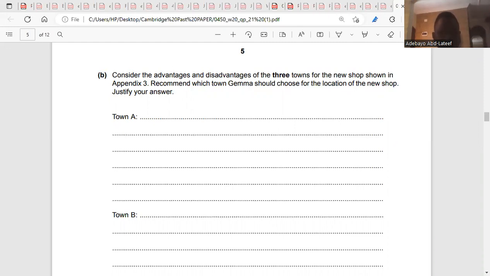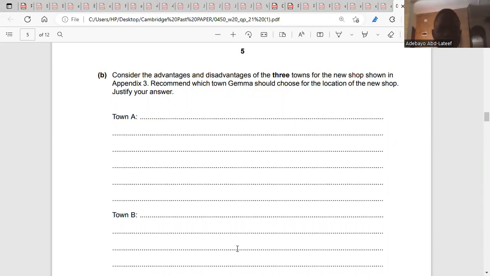The question says, consider the advantages and disadvantages of the 3 towns for the new shop shown in Appendix 3. Recommend which town Gamma should choose for the location of the new shop. Justify your answer. Okay, so you have to calculate here.